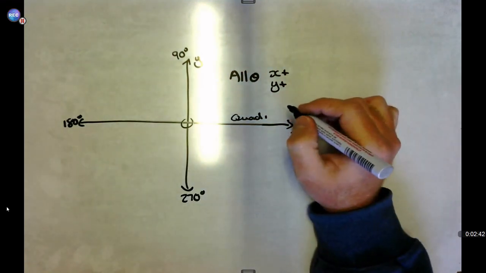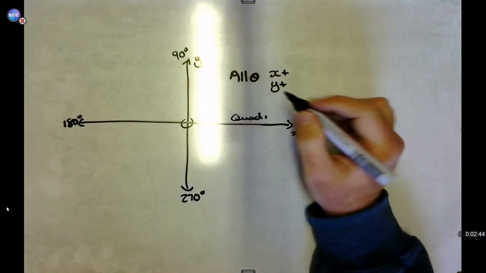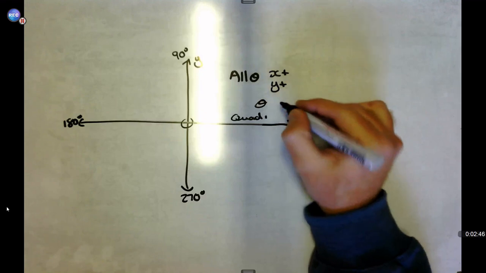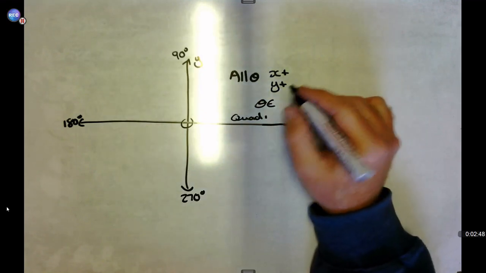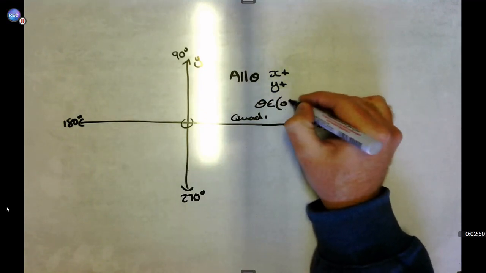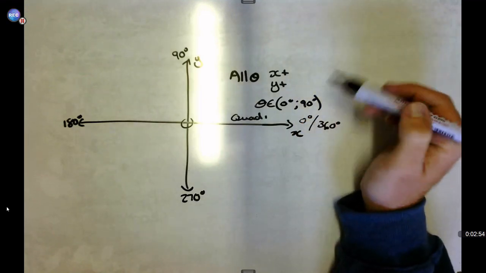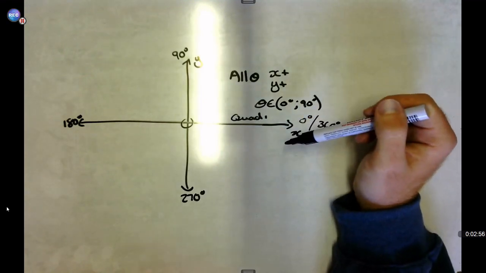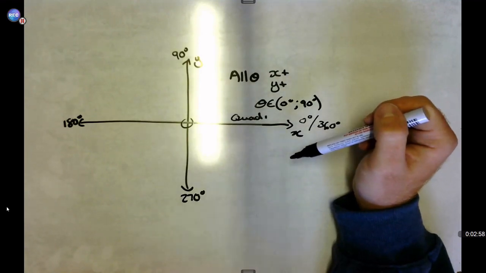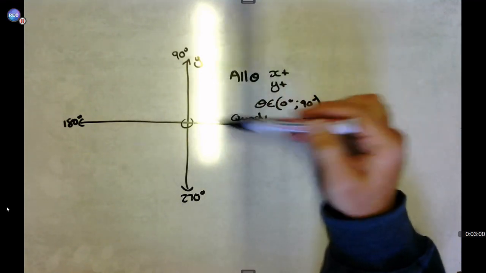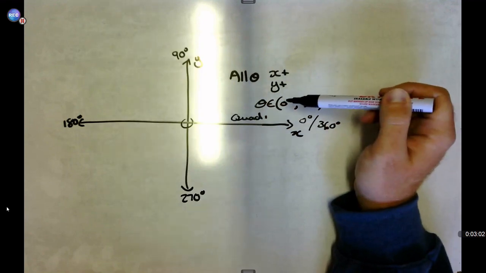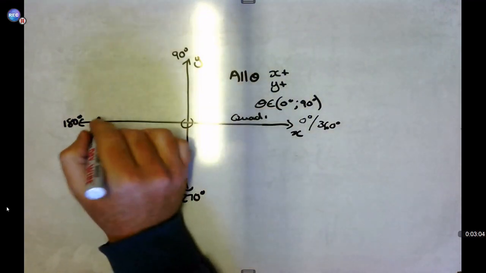Then, if you move from 0 to 90, you will know that this whole quadrant is a 90-degree angle over here, which means that theta is an element of 0 degrees to 90 degrees. So if they tell you that what you need to calculate is between 0 and 90, you know that you're working in this quadrant.